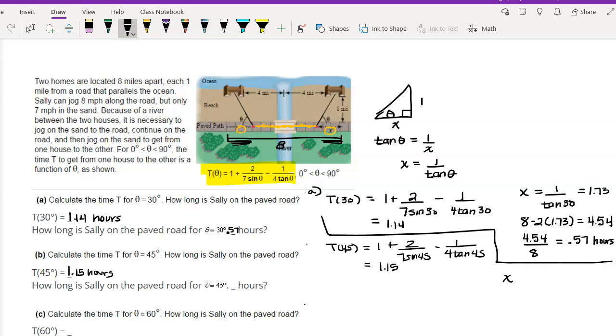So we're going to use x equals 1 over tangent 45 this time, because we're cutting at a 45-degree angle. Well, that equals 1. We'll go through the same steps. 8 minus twice the length of x equals 6. Right, so she was on the paved road for 6 miles. So she's on the paved road for 6 miles and she travels at 8 miles per hour. She's going to be on the paved road for 0.75 hours.